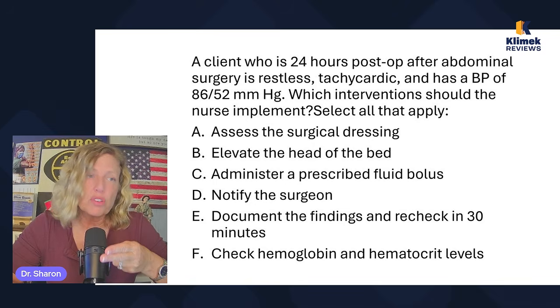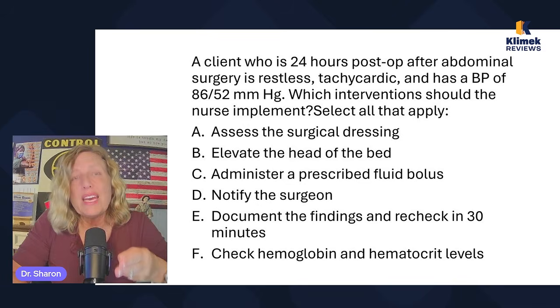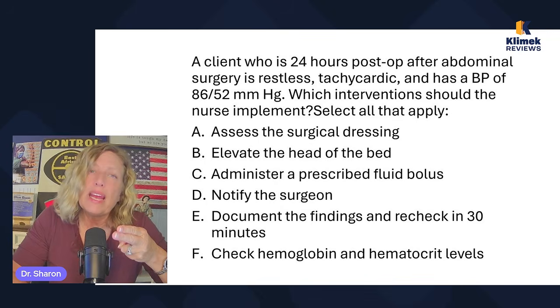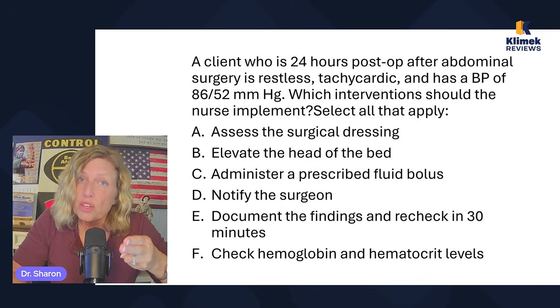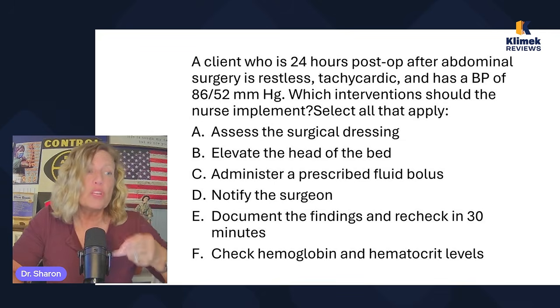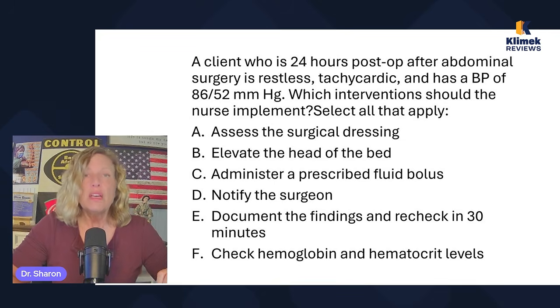If they're tachycardic and restless, they have impaired tissue perfusion, and they came back from abdominal surgery 24 hours ago. So this sounds like a complication of surgery. Remember, you can use clinical reasoning here. You're expected to. It's probably bleeding. That seems to be the complication, right? So which intervention should the nurse implement?